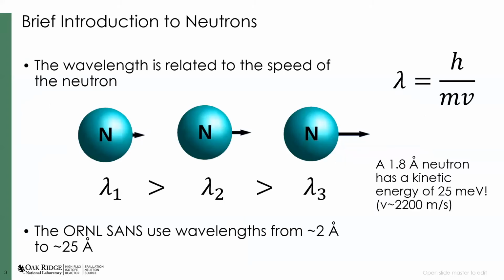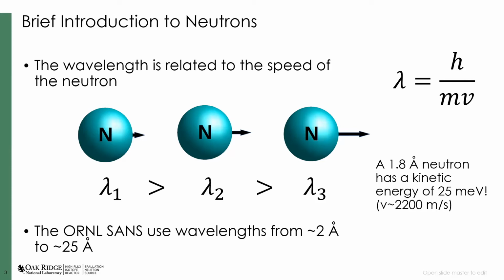When you are thinking about the wavelength of a neutron, it's directly related to the speed of the neutron. The faster the neutron is going, the shorter the wavelength is. For example, a 1.8 angstrom neutron has a kinetic energy of 25 millielectron volts, going along at about 2,200 meters per second. Now, 25 millielectron volts is obviously very small compared to your typical X-ray energy that you use for scattering experiments. Copper K alpha is about 8.1 kiloelectron volts.